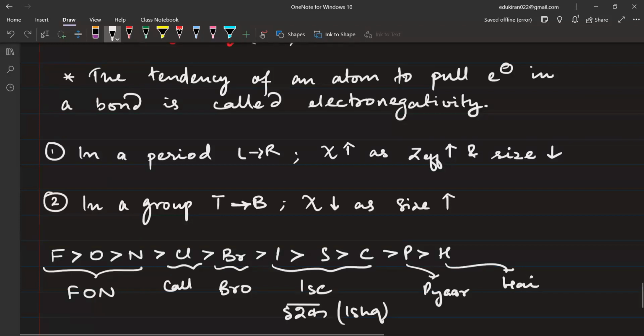All of you got this? Yes or no? Please tell me how to remember the electronegativity series. Okay, so repeat it a few times. You can easily remember it. Phone call bro, ishq pyar. This is going to help you till the end of 12th standard. It's very crucial, and phone, the starting part here, is even more crucial. Okay, moving on.